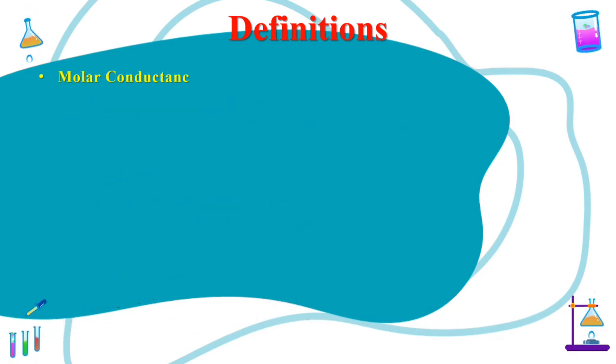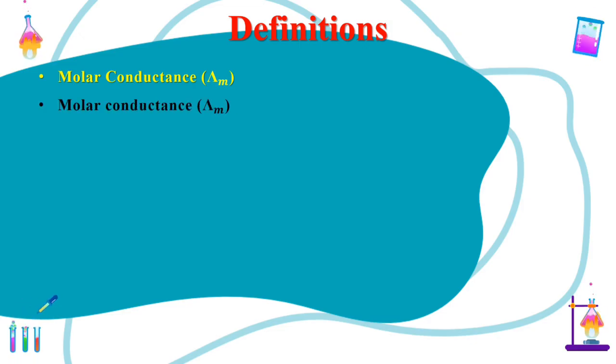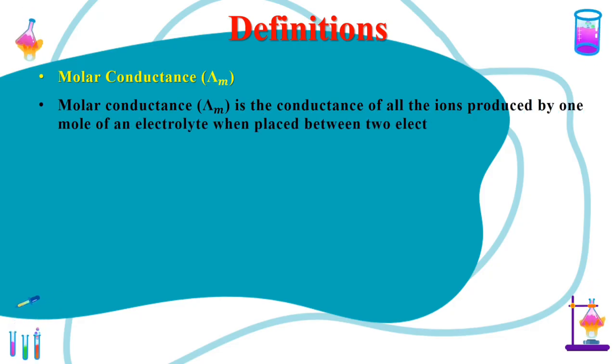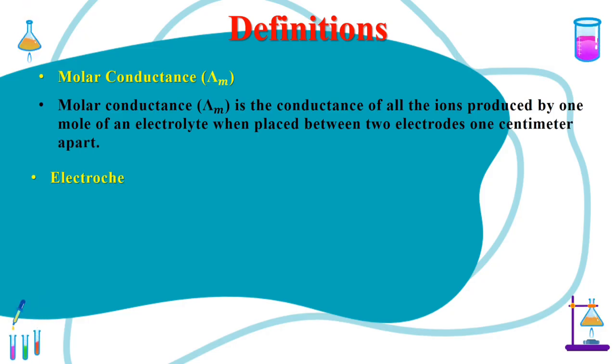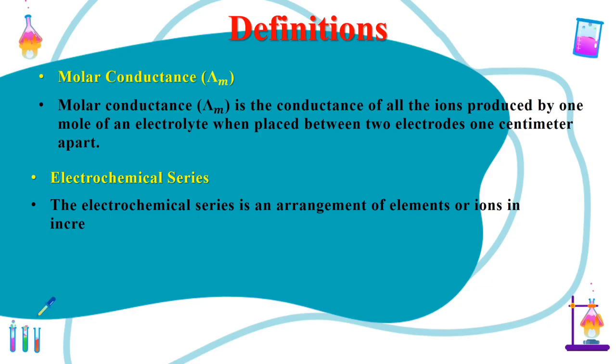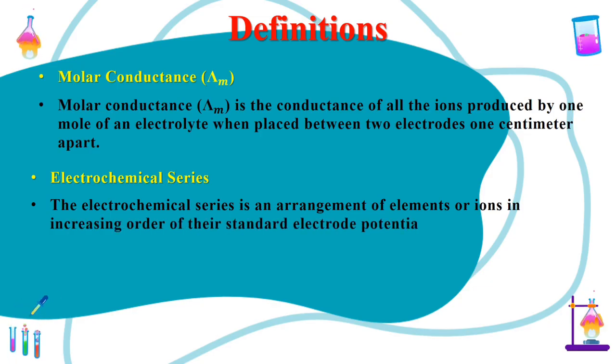Next definition is definition for molar conductance. It is the conductance of all ions produced by 1 mole of an electrolyte when placed between two electrodes 1 centimeter apart. Next is electrochemical series. The series is an arrangement of elements or ions in increasing order of their standard potentials.